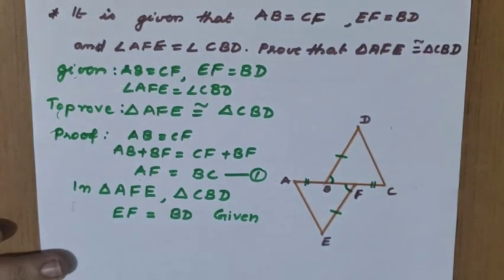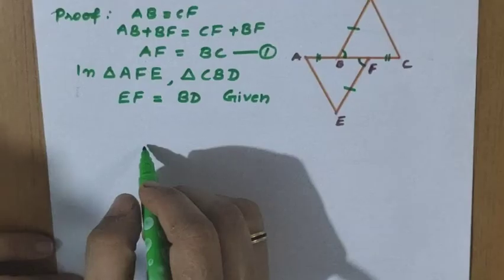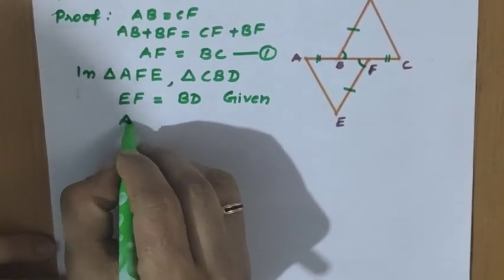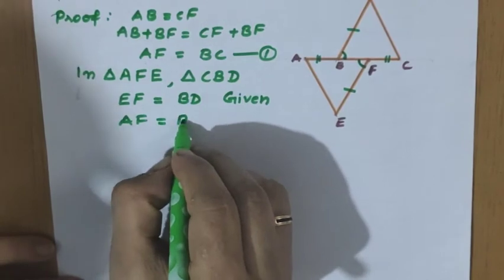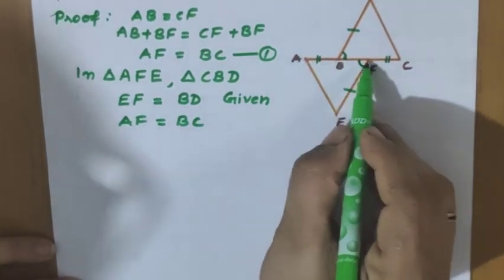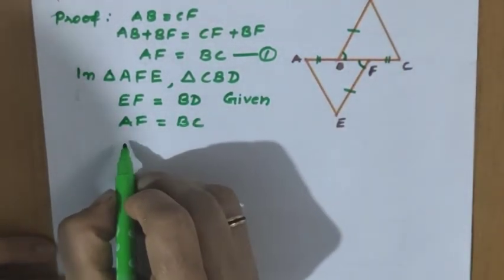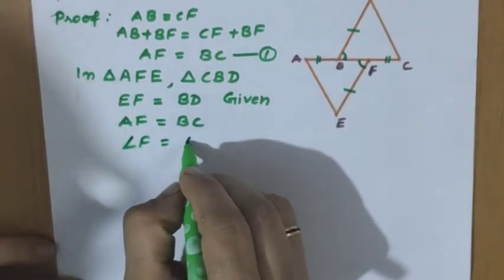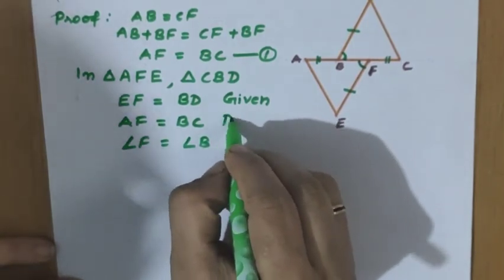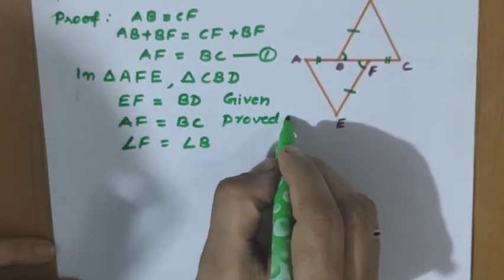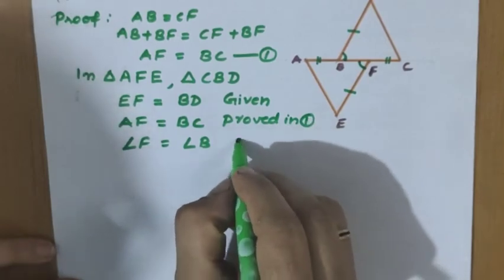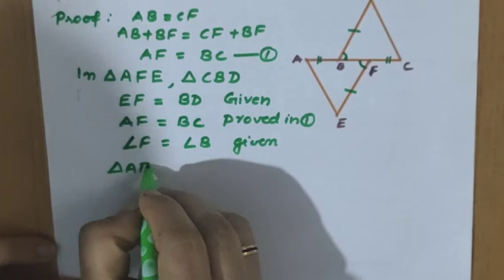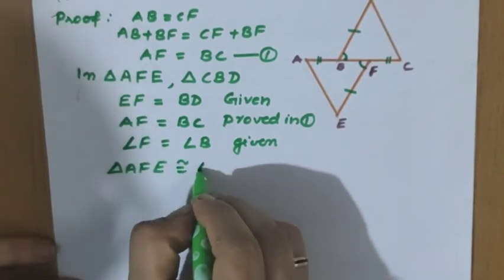Next equal side, by this we can get that EF equal to BD. We written the second equal side, by proof we got AF equal to BC. Okay, so the second equal side we got. Now the angle we are getting in AFE, angle F equal to angle B. So, this is proved in 1 and this is given. Now, we can write triangle AFE congruent to triangle CBD.